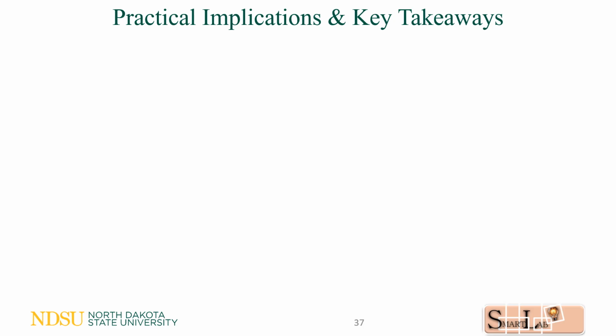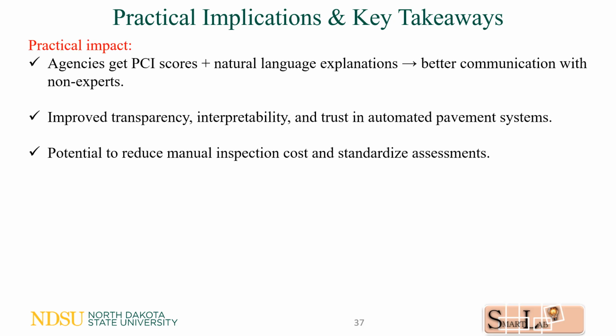These are also the practical implications and the key takeaways from the work. For the practical impact, agencies can get PCI scores plus natural language explanations to help better communication with even non-experts in the field. And also it helps in improved transparency, interpretability, and trust in automated pavement systems, because you're able to get meaningful contextual understanding of the pavement condition. It also has the potential to reduce manual inspection costs and also standardize assessments.